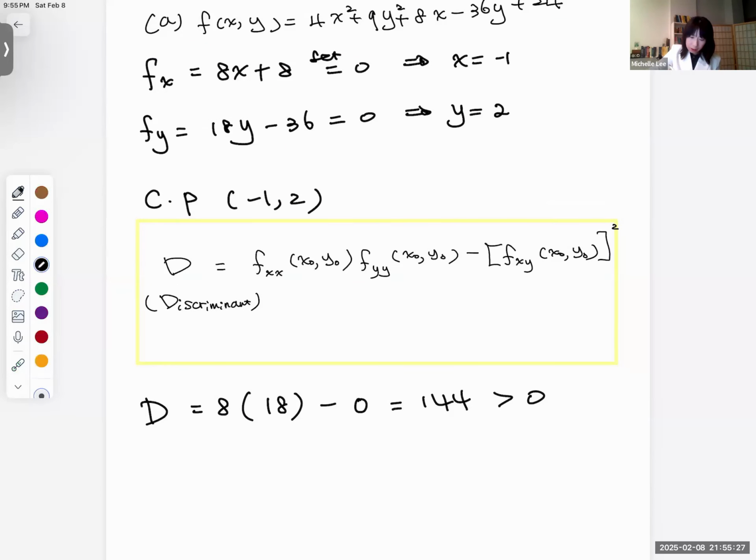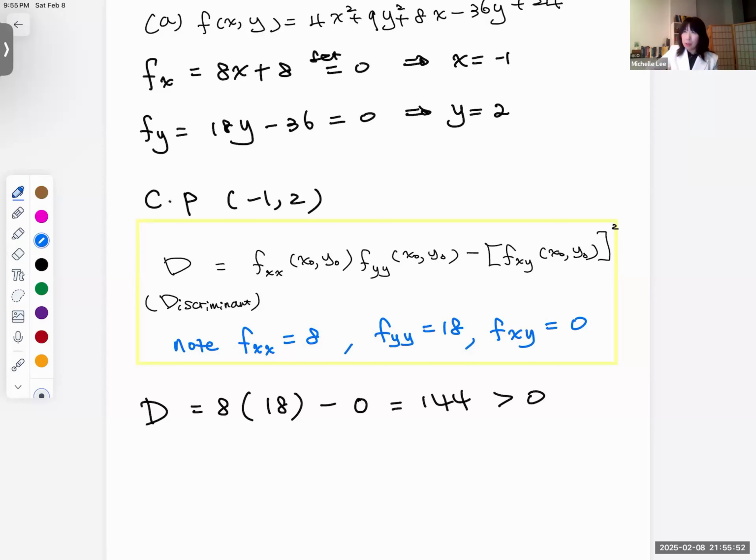Let me write down quickly then. We note the partial derivative with respect to x, then x, we have 8. Partial derivative with respect to y, then y, we have 18. And the partial derivative with x, then y, we get 0.